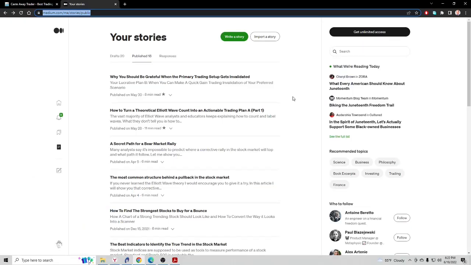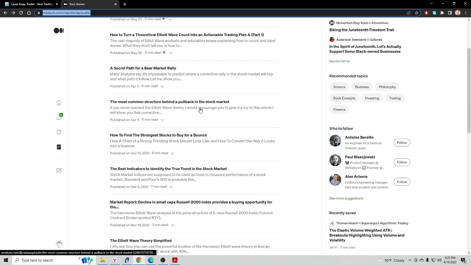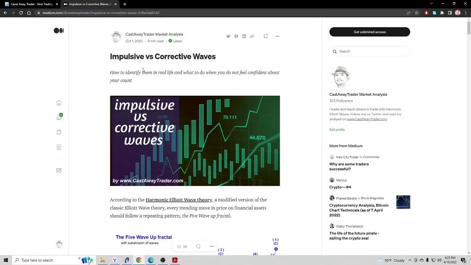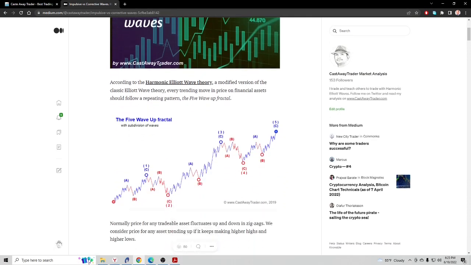So this is how medium.com looks like, and recently I posted several articles explaining that fractal, a secret path for a bear market rally. And you can also read impulsive versus corrective waves if you're not familiar with Elliott wave analysis.